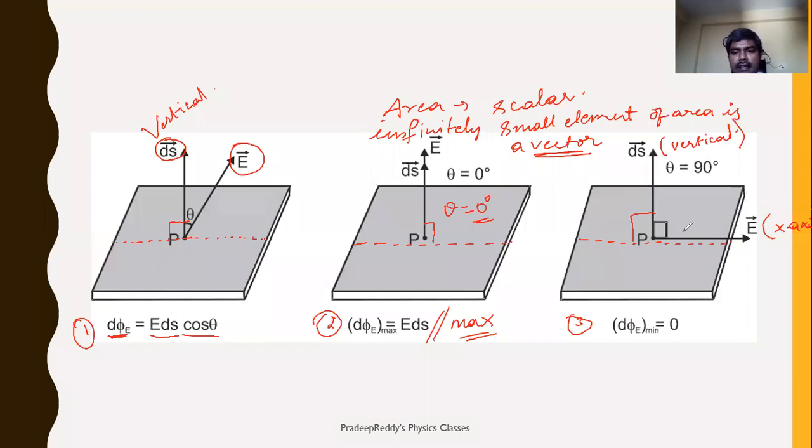Remember, in this case, electric field and surface area both are parallel to each other. But you should not take surface area. You should take surface area vector. So area vector and electric field both are perpendicular to each other. Theta is equal to 90 degrees. So as theta is 90, cos 90 is equal to 0. As cos 90 is 0, total electric flux passing through this will be equal to 0.